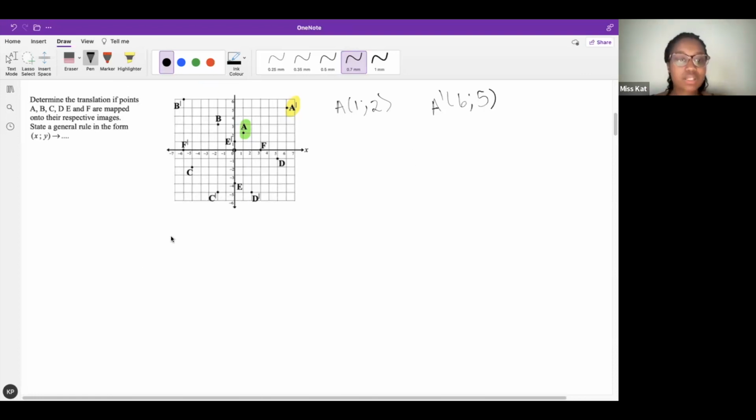We need to write this move in a certain way. We're going to take the coordinates of A as just X and Y. Now you have to tell me, how did I get A prime? What did I do to the coordinate of A to get to A prime? The original coordinate of A was 1, and then it became 6. Did we move left or right to go from 1 on the x-axis to 6? We moved right. Thank you, guys.